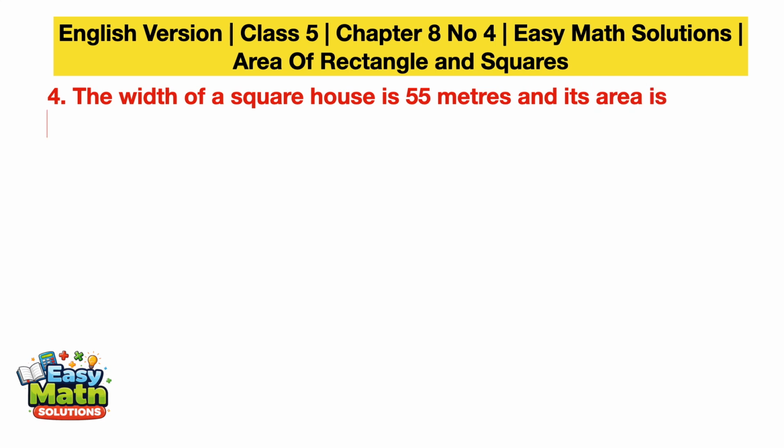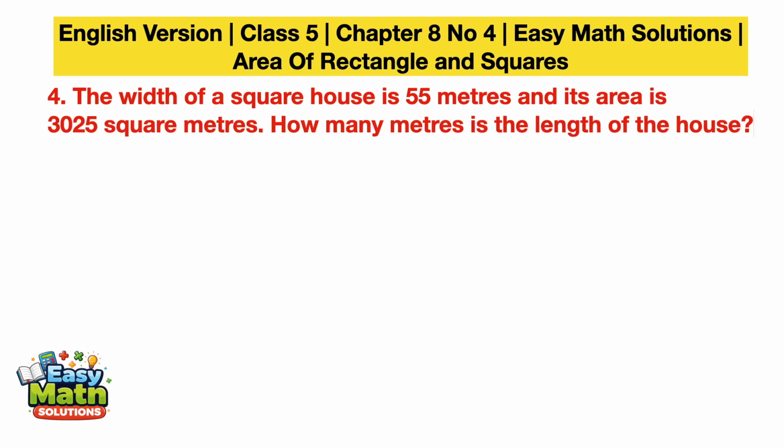Number 4. The height of a square house is 55 meters and its area is 3025 square meters. Then how many meters is the length of the house?